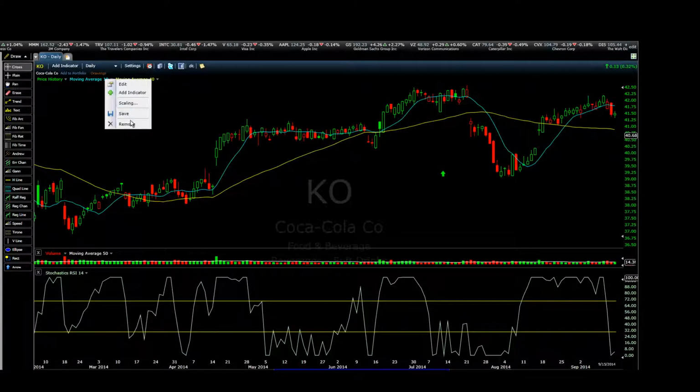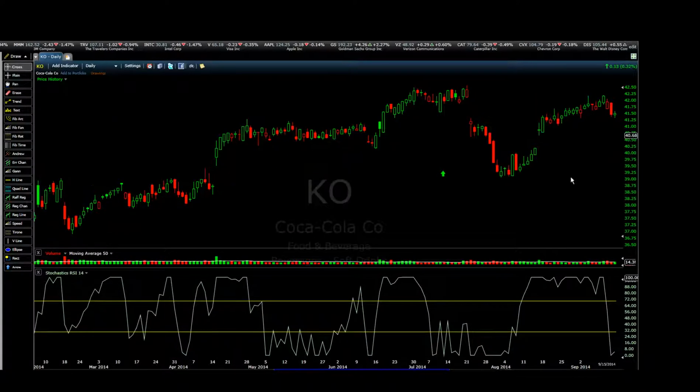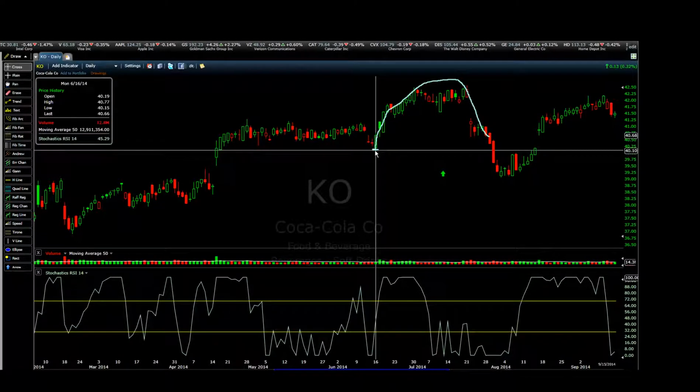Let me remove the moving averages for clarity. Okay, so this is a chart of Coke. Similarly, you can see that price has moved from a bottom here all the way up and then retraced. So we will see where the 1 month mark actually appears.